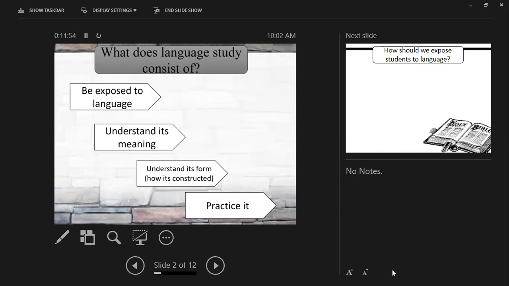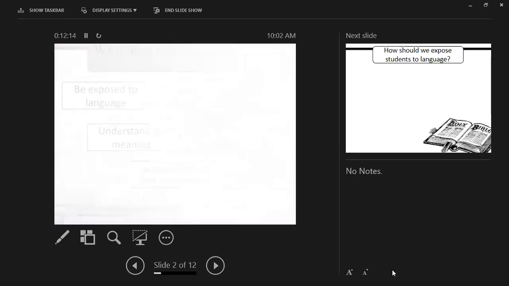So first is exposure, and the second one is meaning. The next one is understanding the form, and the fourth or the last one is practice. So please remember these four important points that you need to take into account in teaching a language, in this case teaching English in your case. All right, let's go to the next slide.